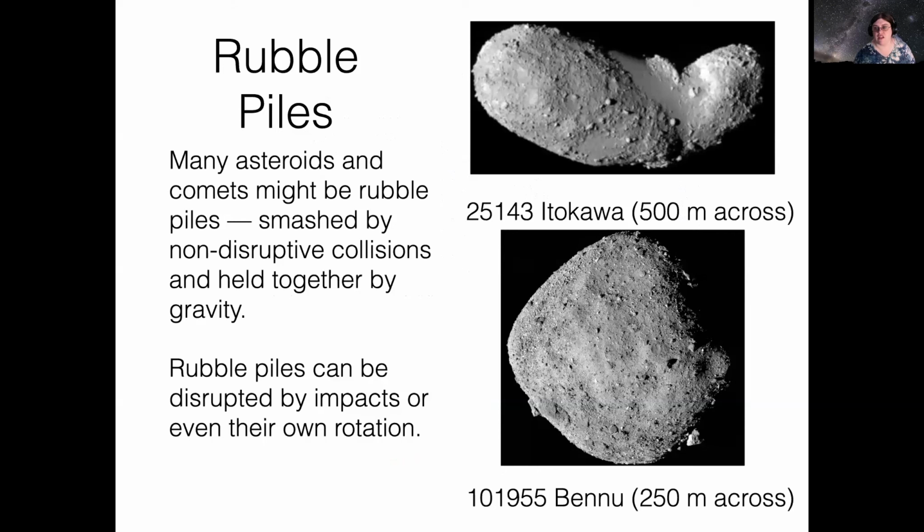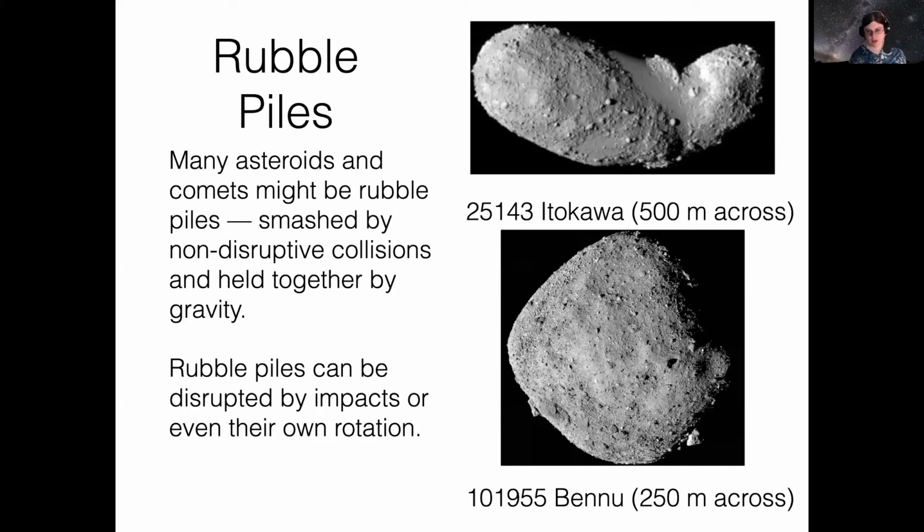Asteroids collide a lot, and it changes how they look. So here are some small asteroids. This is 25143 Itokawa and 101955 Bennu. You can see they're less than 1 kilometer in size, and these asteroids are smashed all to heck. Non-technical term. Bennu is currently being visited by the OSIRIS-REx spacecraft, which is going to bring us back a piece of it, which will help us study it.